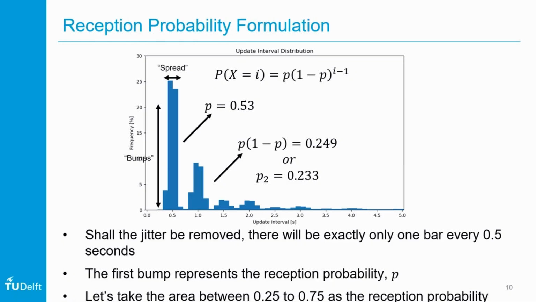But if you calculate the area of the second bump itself, then the result is 0.233, which is kind of similar. So this formulation is valid in this case. And yeah, that's how we come up with the reception probability concept.